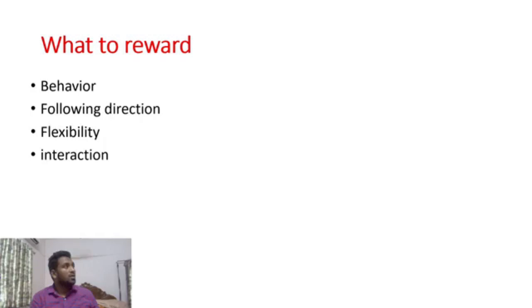Suppose there was a breakdown, something happened, and the child was reluctant, and when you asked, can we skip this step and go to the next step? If the child shows flexibility, reward that. Okay, and then interaction. If the child looks at you, the child nods his head, then reward that. Anything you reinforce positively increases the child's targeted behavior.